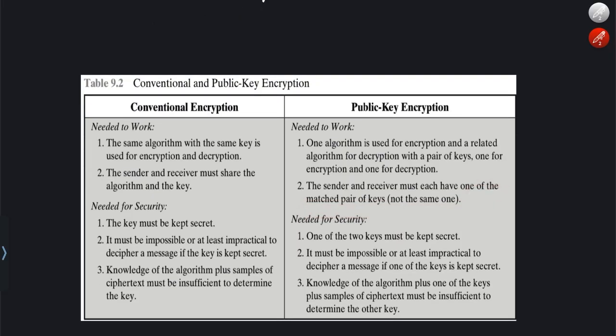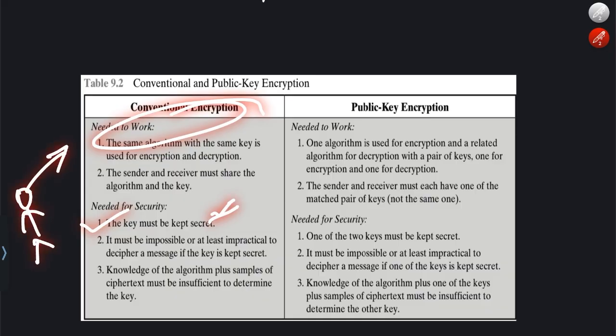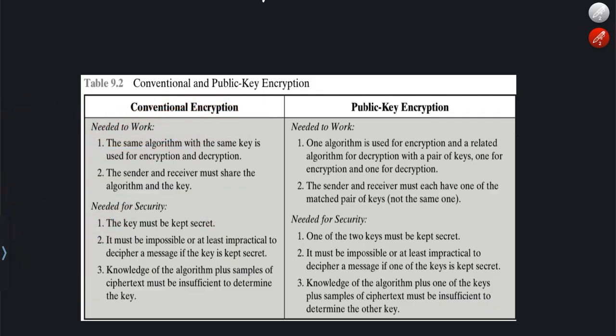Then the need for security. In conventional encryption, the key has to be kept secret, because if the cryptanalyst gets to know the key from either the sender or receiver, it will be very easy for him to decrypt and gather all the data. So it must be impossible or at least impractical to decipher a message if the key is kept secret. Yes, this is true. The knowledge of the algorithm plus samples of ciphertext must be insufficient to determine the key.